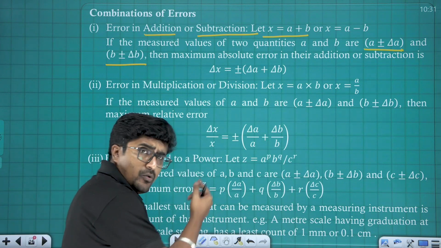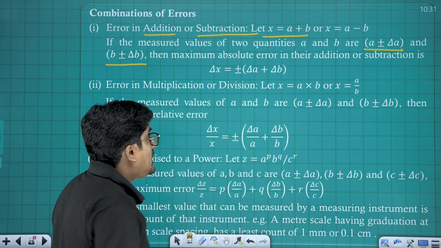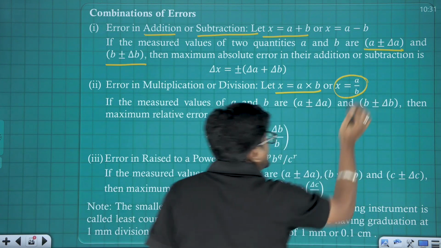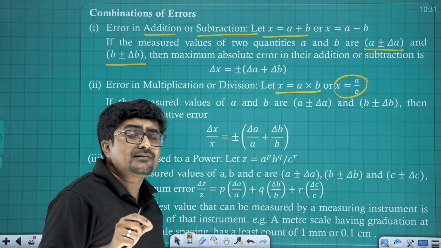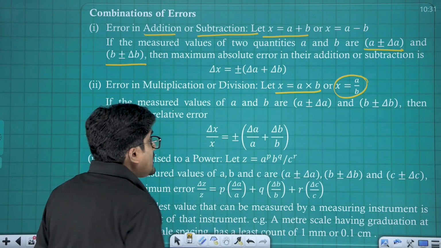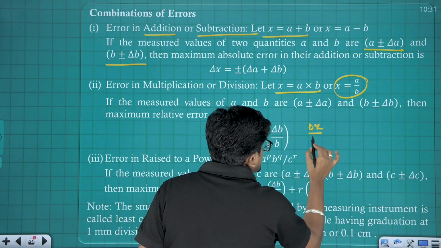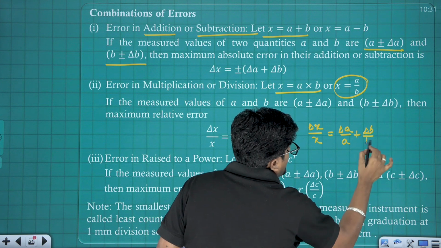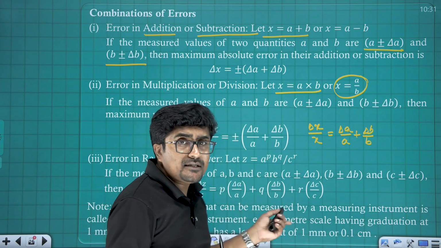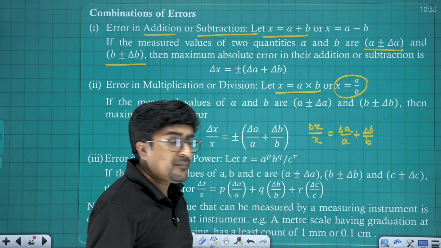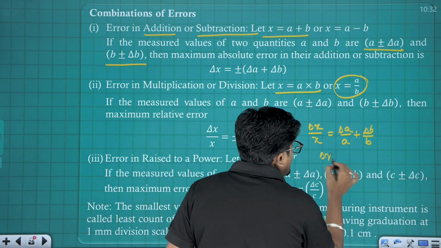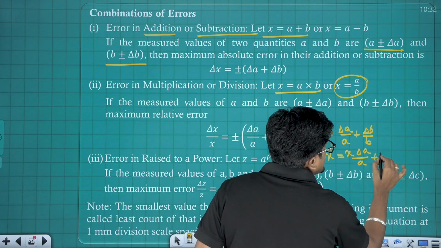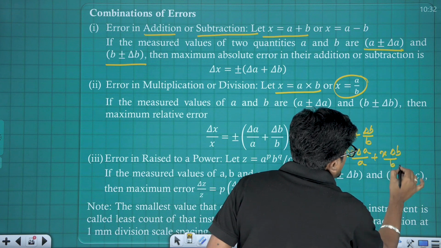And if you go for multiplication or division, let the operation be x equal to a into b or x equal to a by b. There the relation is going to be like this. Delta x by x is going to be delta a by a plus delta b by b. This is how you can connect the relation between delta x, delta a and delta b. Now if you want the expression for delta x, that is going to be x into delta a by a plus x into delta b by b.